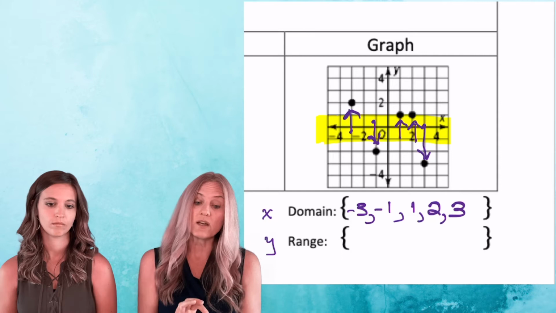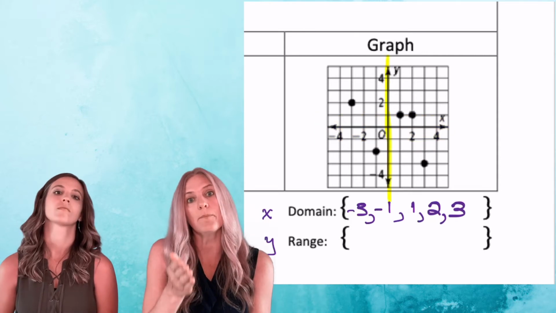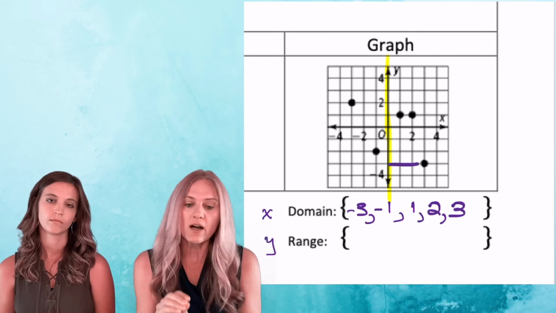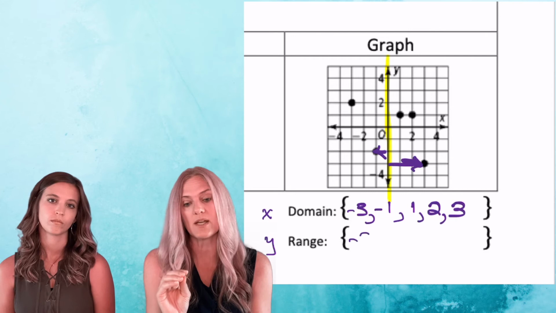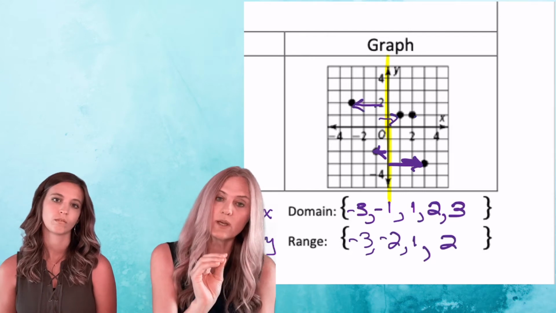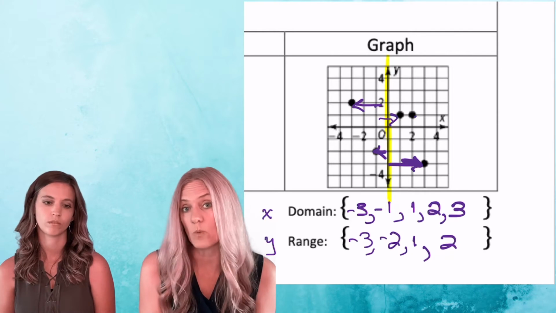When I go to do the range, I look at the Y, so I walk up the Y axis, and the first point that I get to is over there at -3. So -3, keep walking, I see one at -2, keep walking, 1 and 2. The range is -3, -2, 1, 2.